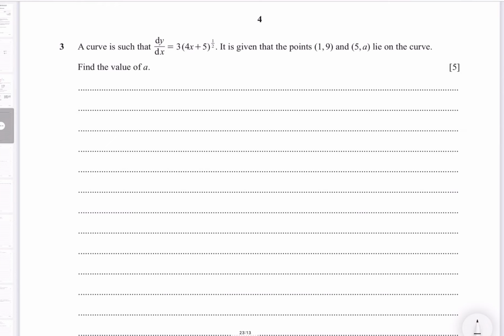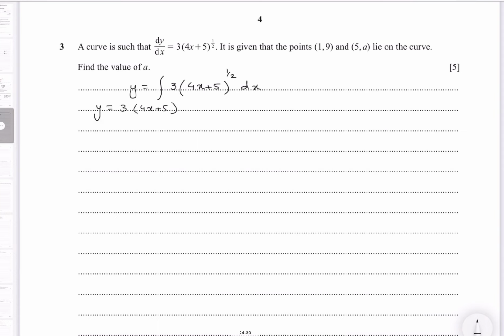Question number 3 says a curve is such that dy by dx is equal to 3 times (4x plus 5) whole power 1 by 2. It is given that the points (1, 9) and (5, A) lie on the curve. Find the value of A. So we have to integrate this first. So the integral of 3 times (4x plus 5) whole power 1 over 2 dx.